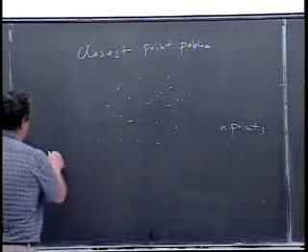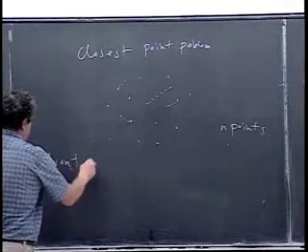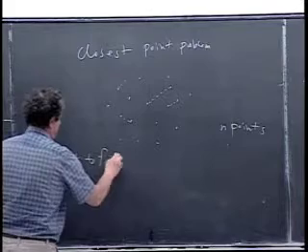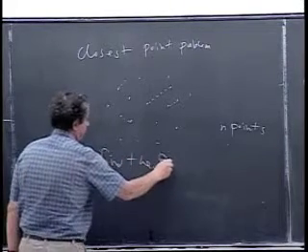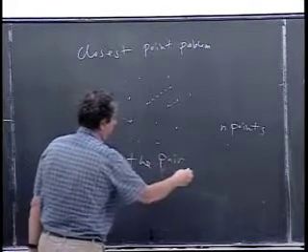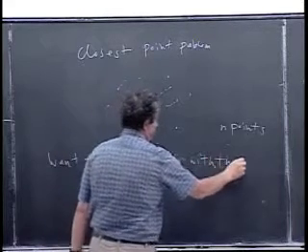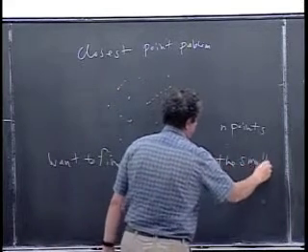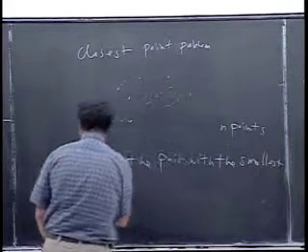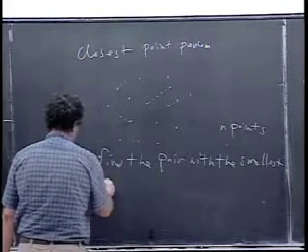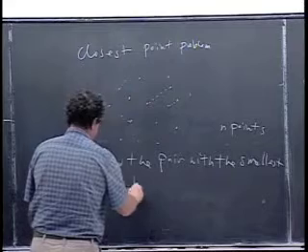So we want to find the pair, or in case there's a tie, a pair, with the smallest distance between them. Euclidean distance, straight line distance.